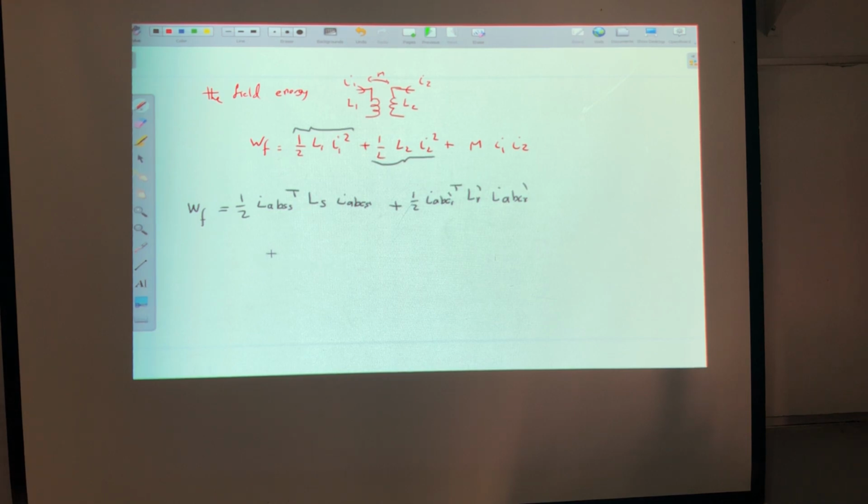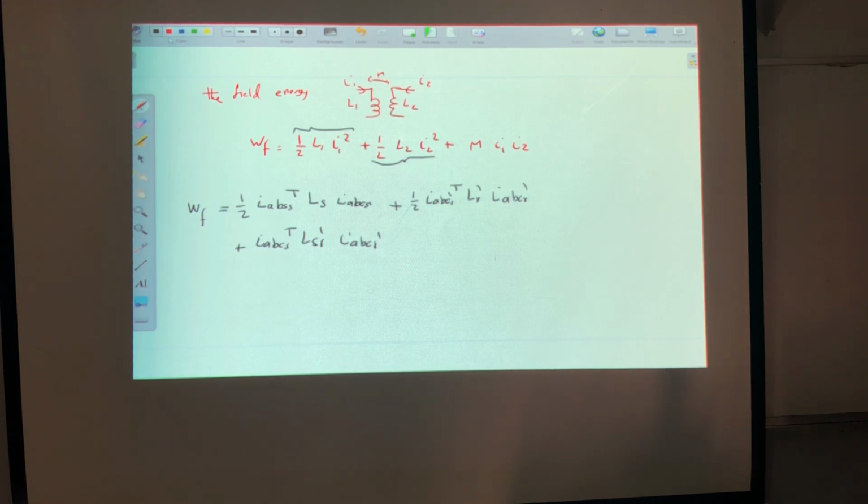I ABCS transpose, plus I don't have M, I have LSR dash, times I ABCR dash. So simply you say that it will be I ABCS transpose LSR dash, and here I'm having the I ABCR dash, correct? This is the mutual, coming from the mutual.